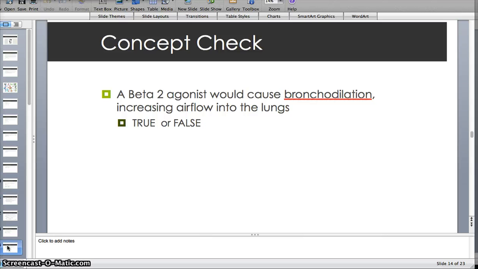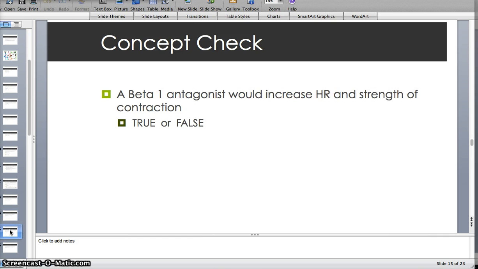A beta 2 agonist would cause bronchodilation, increasing airflow in the lungs. That is true. It's going to cause bronchodilation, so we're going to have an increase in airflow. Next, a beta 1 antagonist would increase heart rate and strength of contraction. That would be false. It would be the opposite response of that beta 1 response. So it would actually decrease our heart rate and strength of contraction if it was an antagonist.